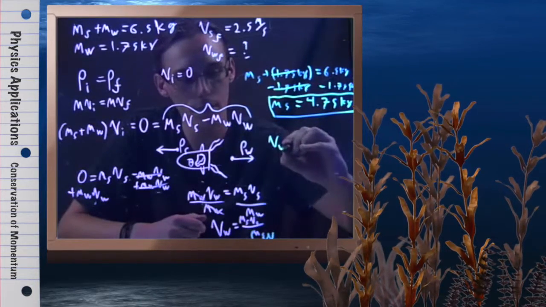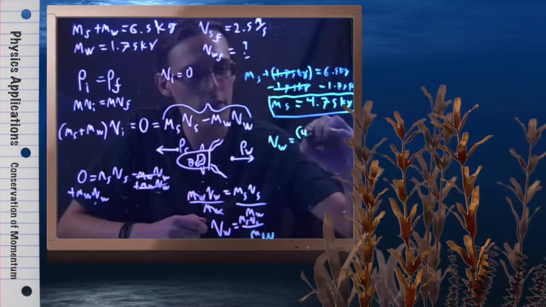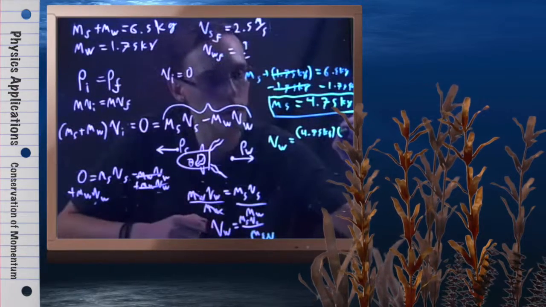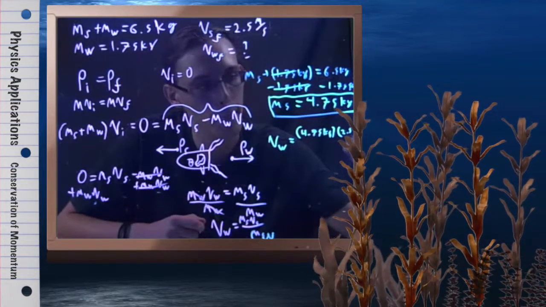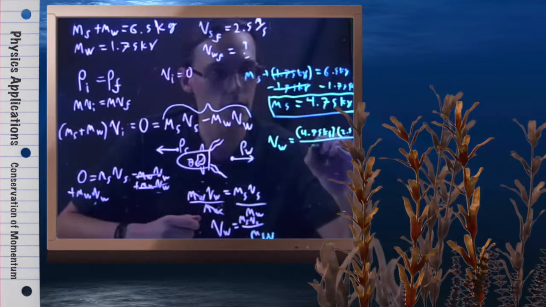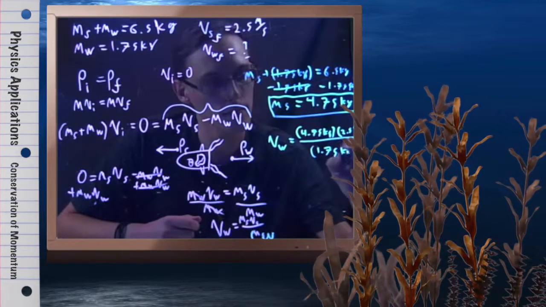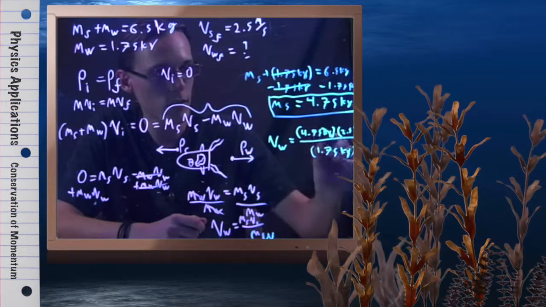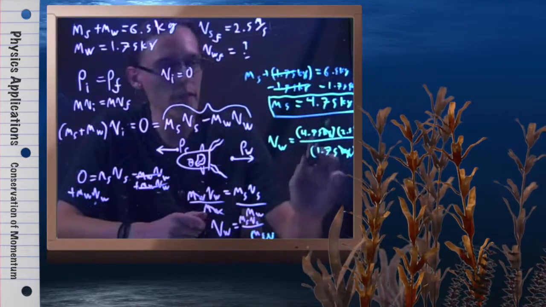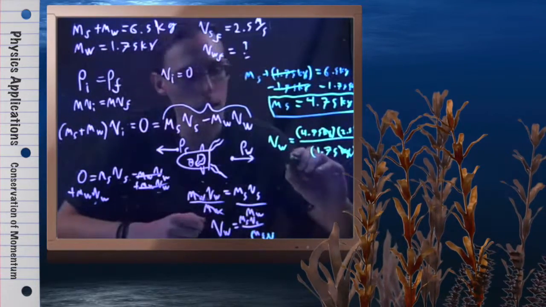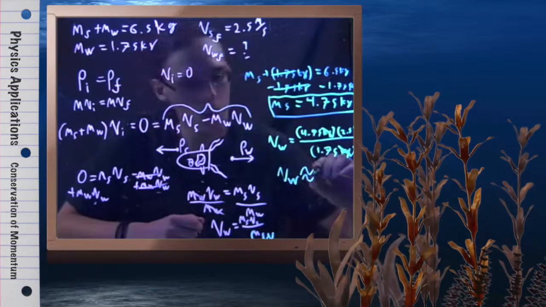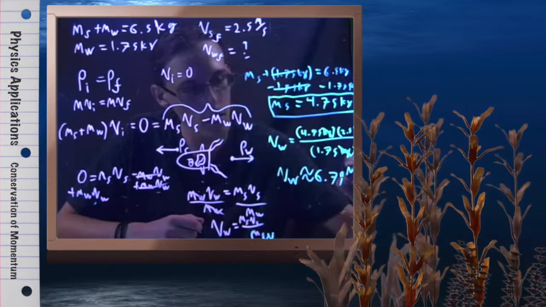The velocity of the water is going to be 4.75 kilograms, that's the mass of the squid, times the desired velocity of the squid, 2.5 meters per second, all divided by mass of the water, which was given, 1.75 kilograms. Notice here that kilograms cancel out, and we're just left with meters per second. So if you multiply 4.75 by 2.5 and then divide by 1.75, you should get approximately 6.79 meters per second.